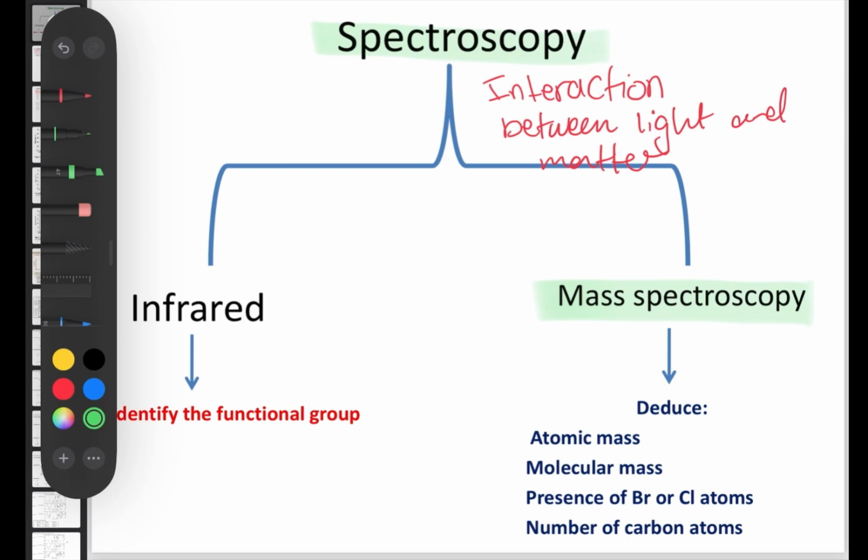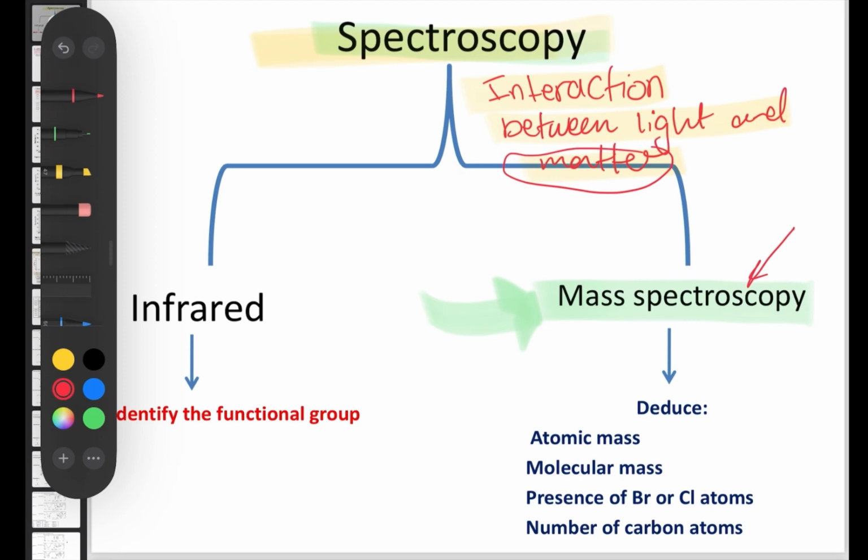Before we go to mass spectroscopy, let's talk about the meaning of spectroscopy as a science. Spectroscopy is a science that studies the interactions between light and matter. And the matter here represents the chemical compounds, or generally the organic compounds that you have.